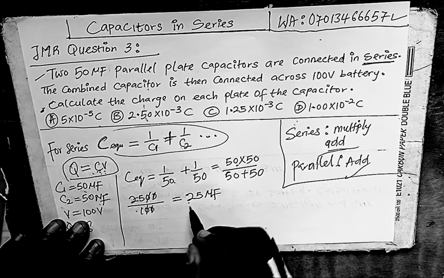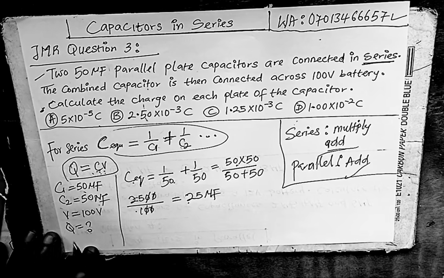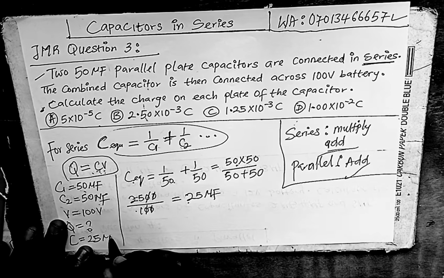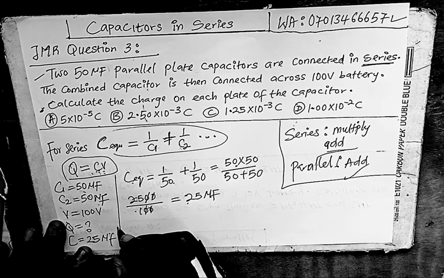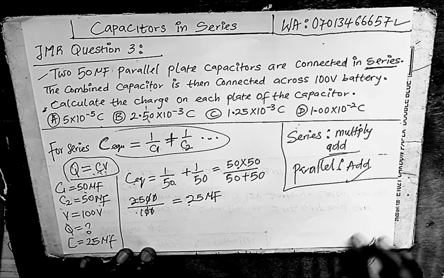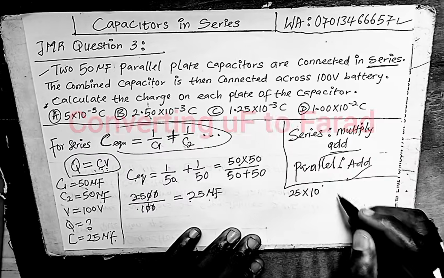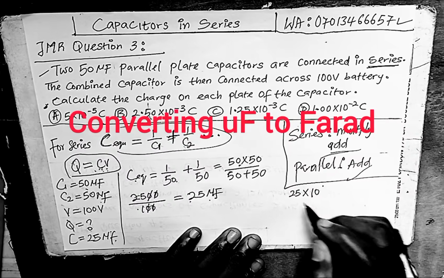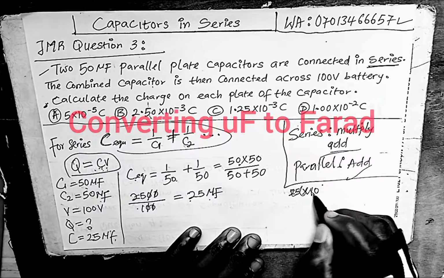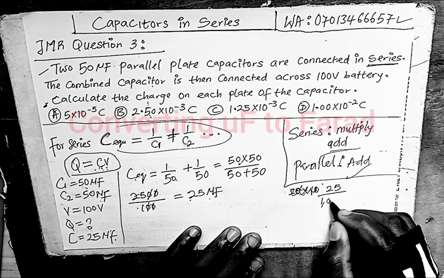All right, so this C is our capacitance. Our capacitance is equal to 25 microfarad. But is there any need to convert? Yes. We don't use capacitance in microfarad to solve. We have to convert from microfarad to farad. Because farad is bigger, we are going to have to divide, not times. So it's going to be 25 over 1 million.